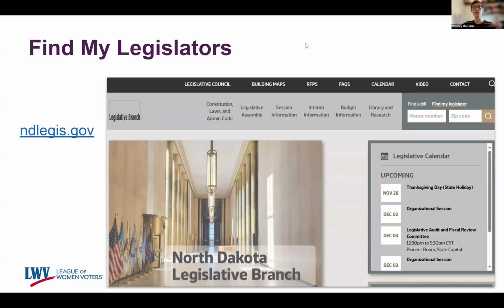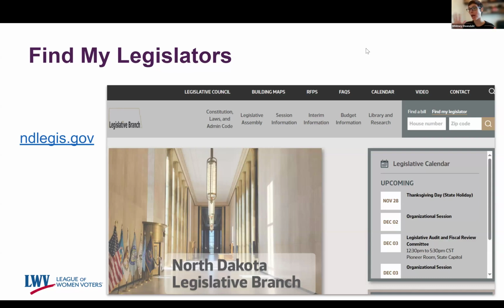So this is a preview of our beautiful state legislative website, NDLEGIS, ndlegis.gov. And we have a very good state legislative website. You just have to know kind of where to go. So if you want to find your legislators, the easiest way is going to this homepage. And at the very top right, you can click Find My Legislator. And you can enter your house number and your zip code, and then you get there.